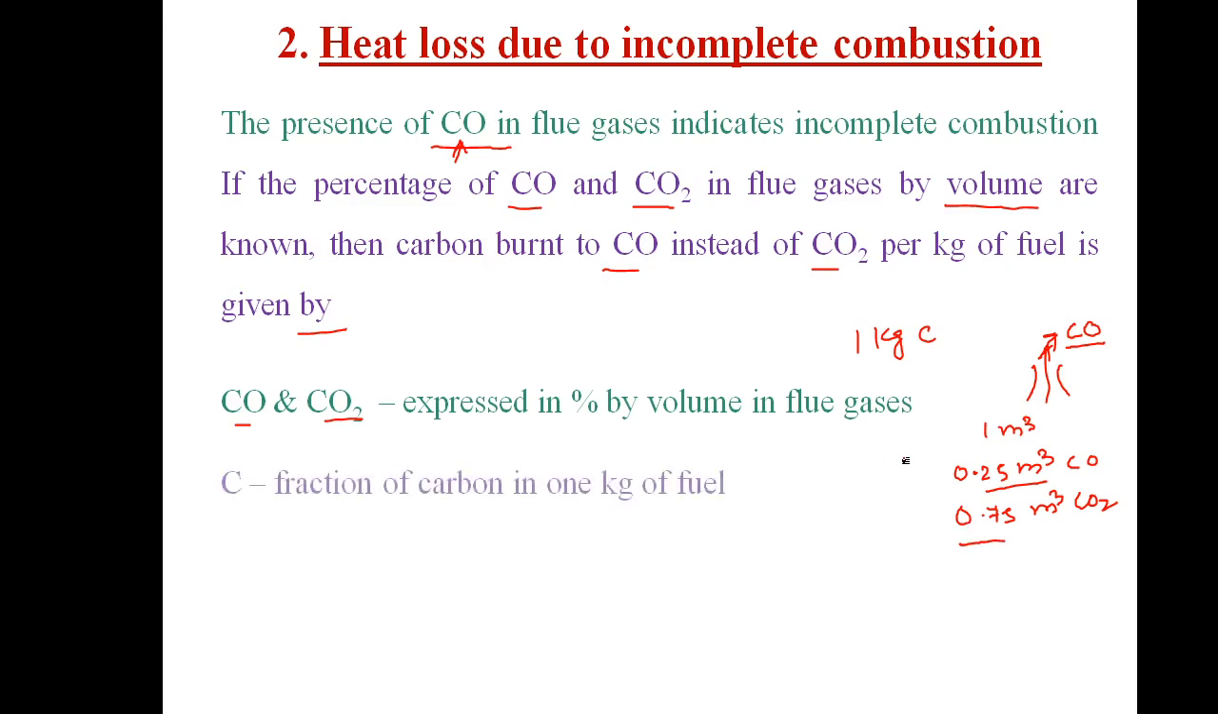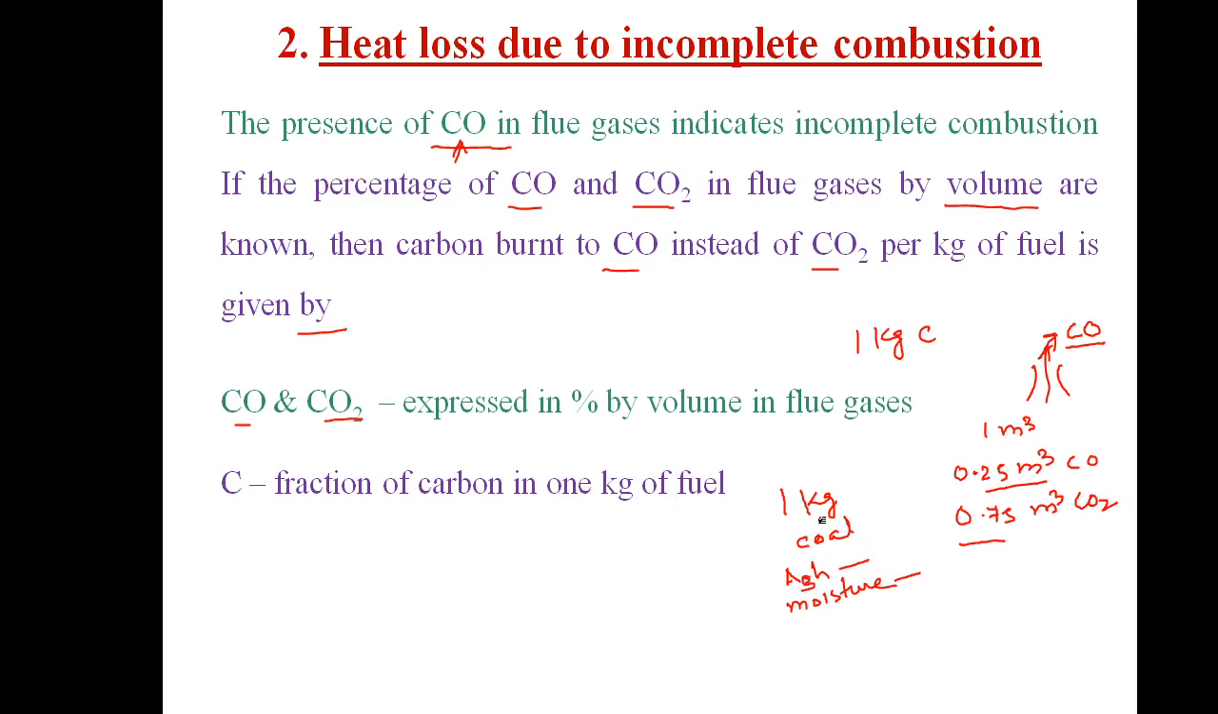So from this, C is the fraction of carbon in 1 kg of fuel. What is this C? Say, for example, you are going to burn 1 kg of coal. This 1 kg of coal does not contain 100% carbon. It contains ash, some moisture, and other ingredients in the coal. So this we have to subtract.